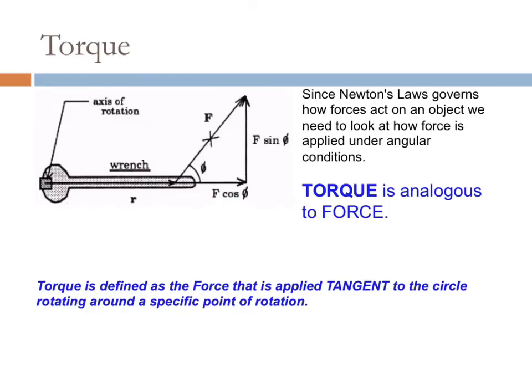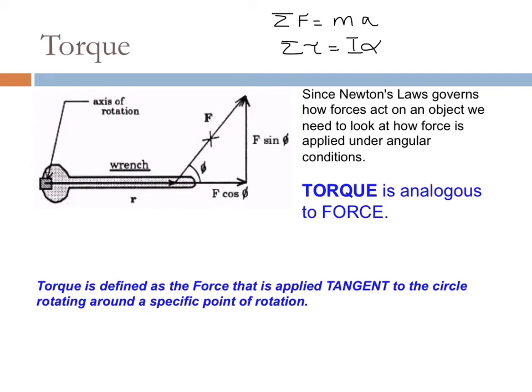Torque is analogous to force. What that means is if you think back to Newton's second law, which is the sum of the forces is equal to mass times acceleration, this tells us that if we have an unbalanced force, we're going to have linear acceleration. Well, when we say a torque is analogous to force, that means if we have unbalanced torques, we're actually going to have angular accelerations, but we'll see this again in a little bit.